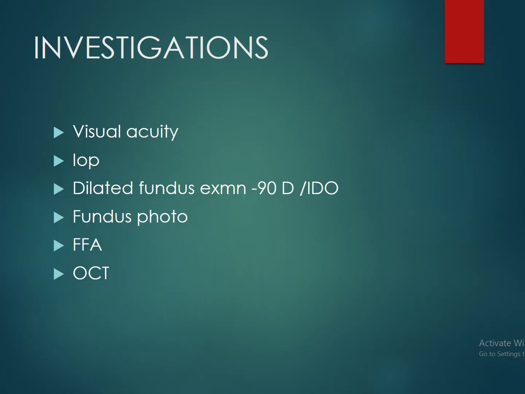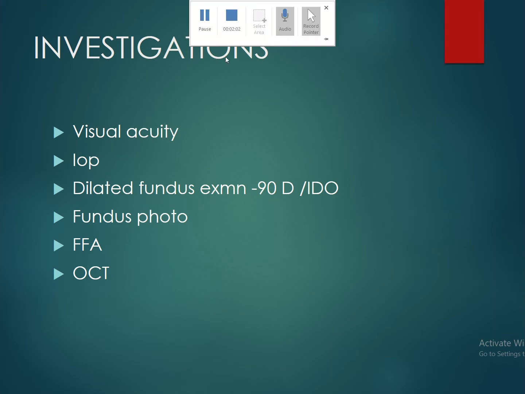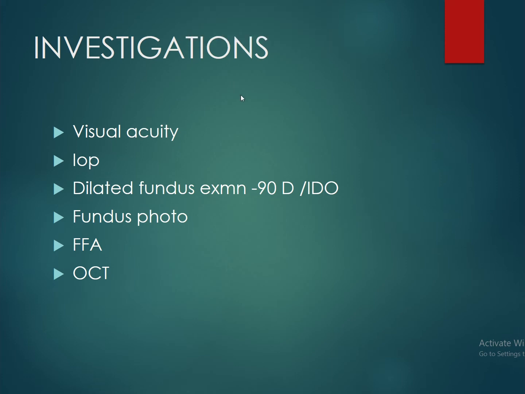So what are the investigations you are going to do in a patient with diabetic retinopathy? First and foremost, check the visual acuity of the patient, and this will give you an idea of the current condition. You have to record the visual acuity, and you can follow up whether the visual acuity is improving or decreasing when you begin the treatment. Then intraocular pressure.